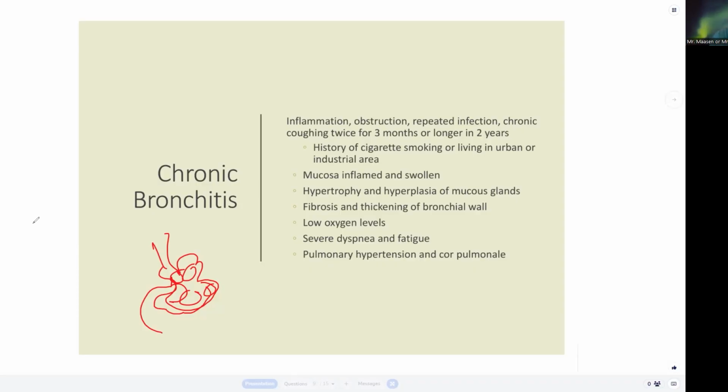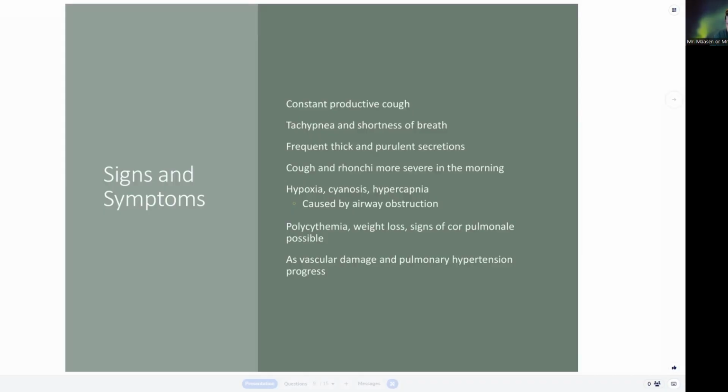So they call these guys blue bloaters and the emphysema patients pink puffers. And I'll show you that image to give you an idea. So again, really productive cough, a lot of mucus, shortness of breath, thick secretions. They're going to definitely have more cyanosis, hypercapnia, and hypoxia, all due to the airway obstructions, vascular damage, and the pulmonary hypertension.